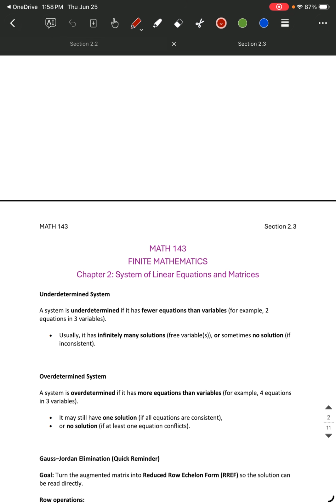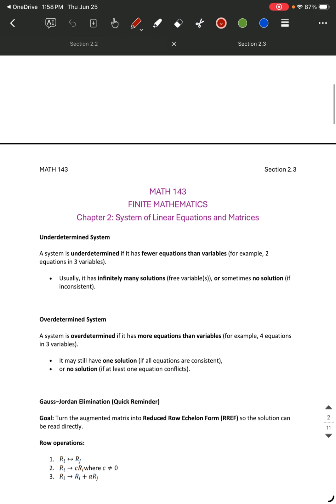Okay, today's objectives are: understand what underdetermined and overdetermined systems are; review the Gauss-Jordan elimination method; and identify whether a system has a unique solution, infinitely many solutions, or no solution using the Gauss-Jordan elimination method, and interpret the final row reduced matrix.